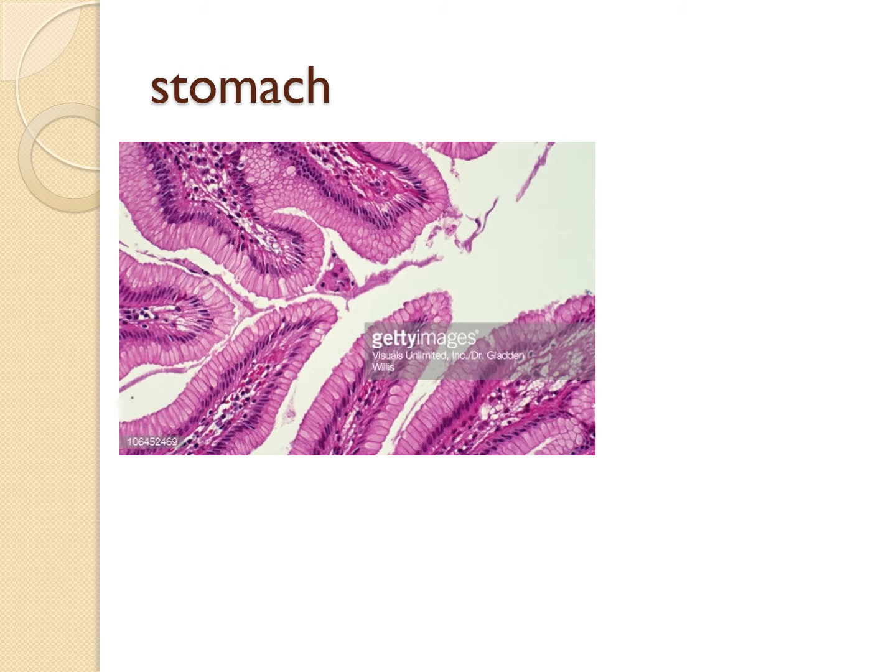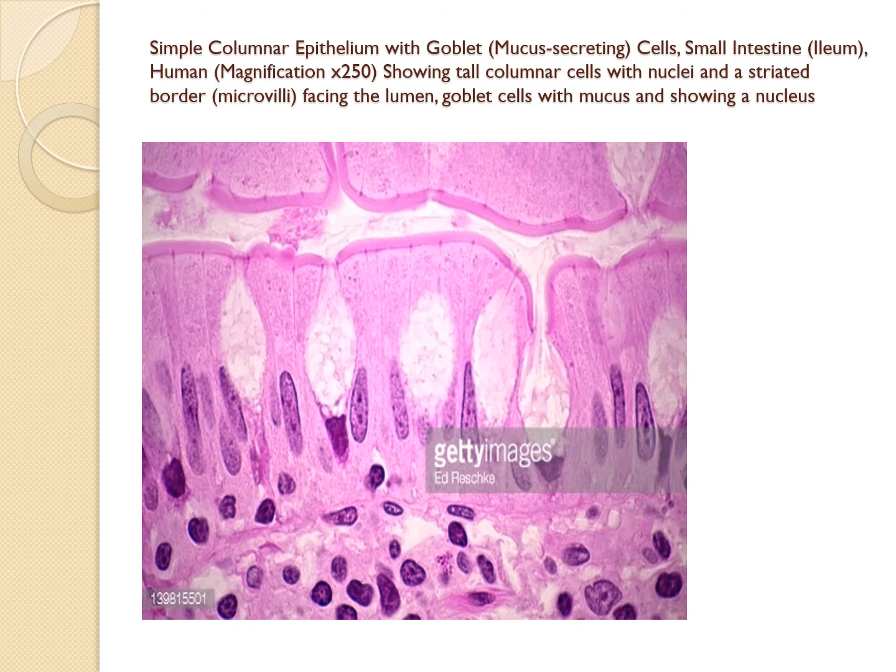Now another example of simple columnar epithelium with goblet mucus-secreting cells, from the small intestine, ileum, showing tall columnar cells with nucleus and striated border, or the microvilli facing the lumen, and goblet cells with mucus showing the nucleus. But you can see the height of these cells is larger and there is a microvilli. At some places the surface is covered with this microvilli.